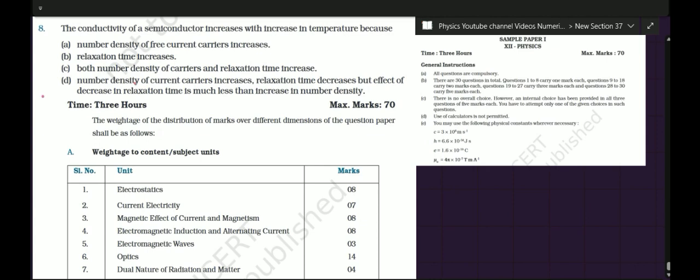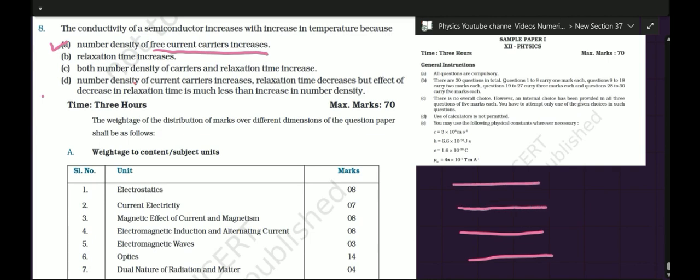If you look at the first reason, the number of free current carriers increases. In a semiconductor, you have a valence band, then a barrier, and then a conduction band, right? This is 1.1 electron volt of forbidden gap. This is your valence band. The electrons here, because of increase in temperature, jump and reach the conduction band. If they are in the conduction band, they definitely contribute towards increased conductivity.